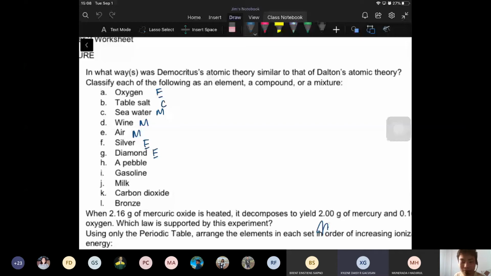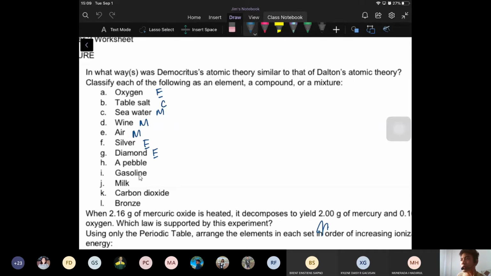Pebbles are a mixture. Our stones are actually composed of different molecules, different particles. It is made of silicon dioxide, and salts like calcium carbonates and sodium chlorides. Those clump up to form pebbles and stones. So it is a mixture.